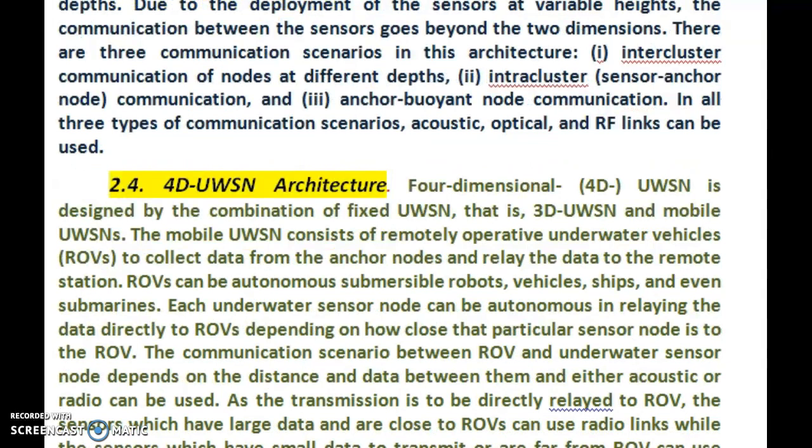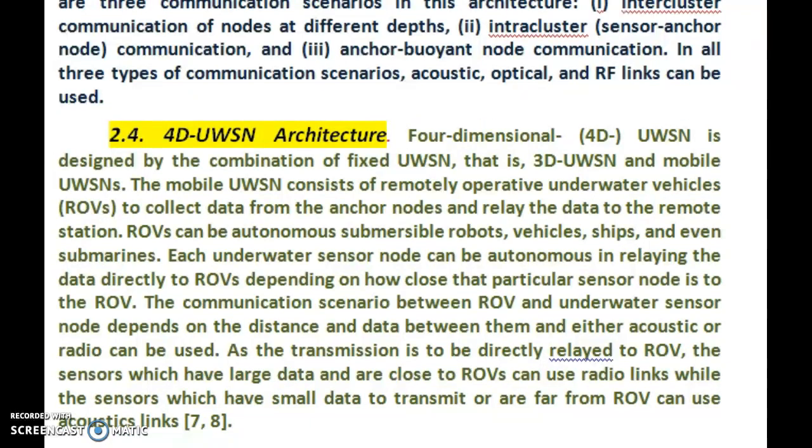Now the fourth type of architecture is the 4D UWSN architecture. Four-dimensional UWSN is designed by a combination of fixed UWSN, that is 3D UWSN, and the mobile UWSN. The mobile UWSN consists of remotely operated underwater vehicles, ROVs, to collect data from the anchor nodes and relay the data to the remote station. ROVs can be autonomous submersible robots, vehicles, ships, and even submarines. Each underwater sensor node can be autonomous in relaying the data directly to the ROVs depending on how close that particular sensor node is to the ROV.